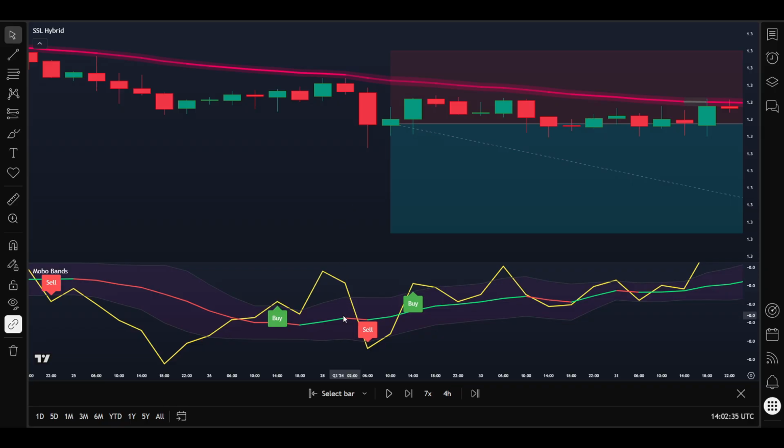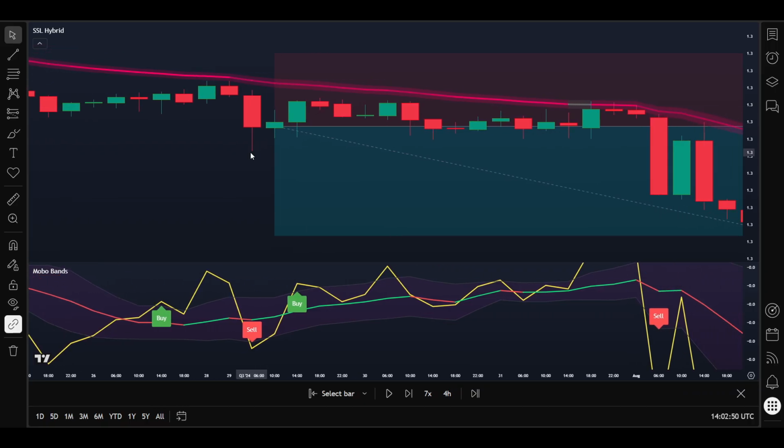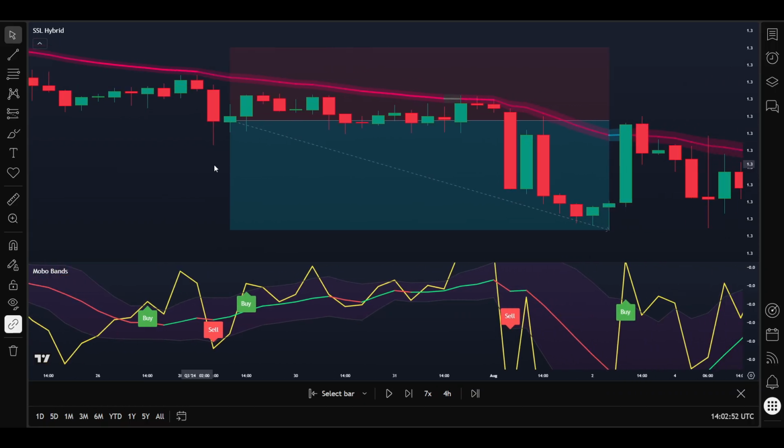Third, trigger. After that touch, the next MOBO signal must be a bearish momentum breakout. The yellow MOBO line crosses down through the lower band. All three must be true on a closed candle. If the next MOBO event is a buy, an up break, instead of a sell, we wait.